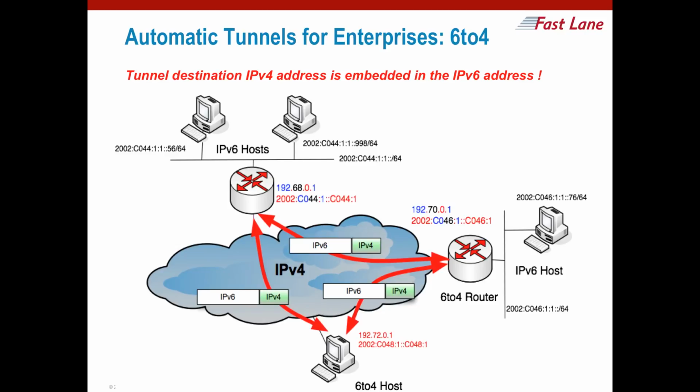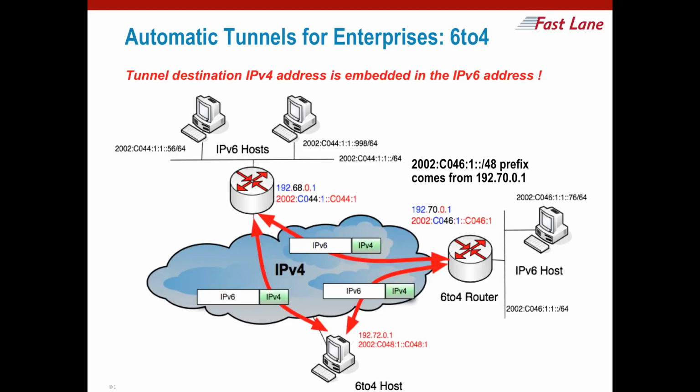Automatic tunnels like 6to4 solve two problems. It solves the problem that the customer doesn't need to request an IPv6 address, because a block of addresses is reserved for 6to4. And it also solves the problem that you don't need to configure the IPv4 destination of the tunnel, because the IPv4 destination of the tunnel is derived from the IPv6 prefix.